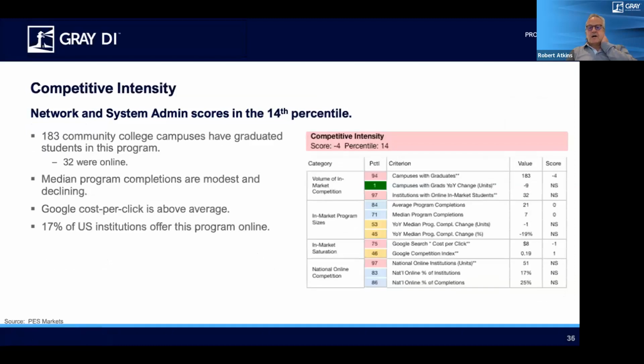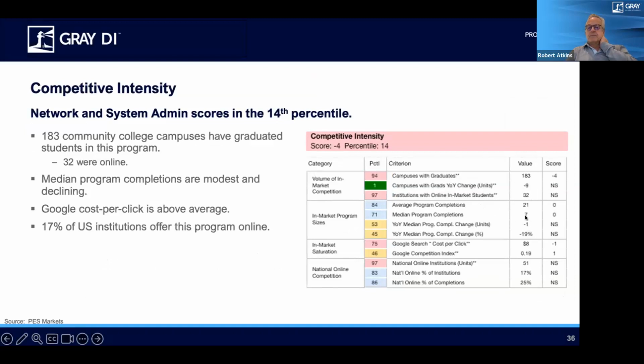Competitive intensity. This program is pretty competitive. Most colleges have it. It's at the 94th percentile in terms of number of campuses. A few dropped out. We have a drop of 9. So that's good. It's a little less competitive than it used to be, but still very competitive. And by the way, 32 institutions offer this program online.